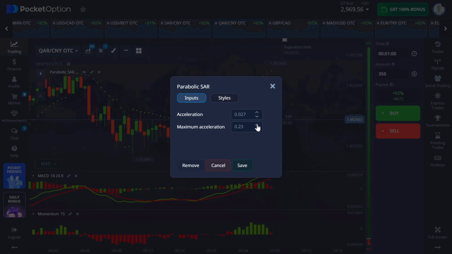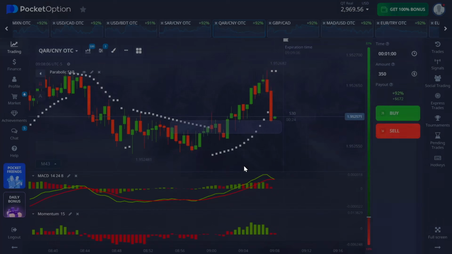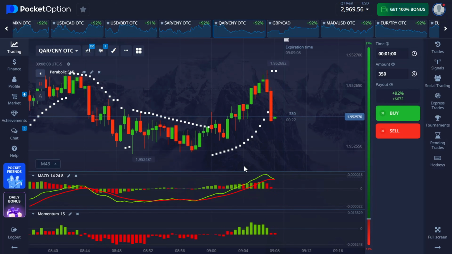No, 23, sorry. And then I'm going to change the colors to white 2 pixels. Yes, so these are the settings for today's indicator. I hope you guys find this strategy very useful. Let's get into the trades.